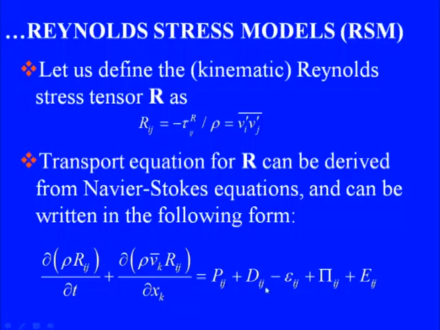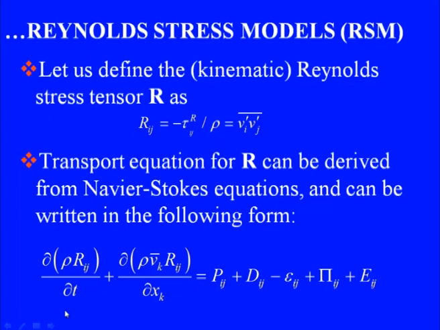And now the transport equation for Rij can be derived from the Navier-Stokes equations, and we can write it in the following form. The first term is a time varying term, the second one is a convective term for the transport of the Reynolds stresses, and on the right hand side we have a few additional terms, whose details we will have a look at in the next slide.